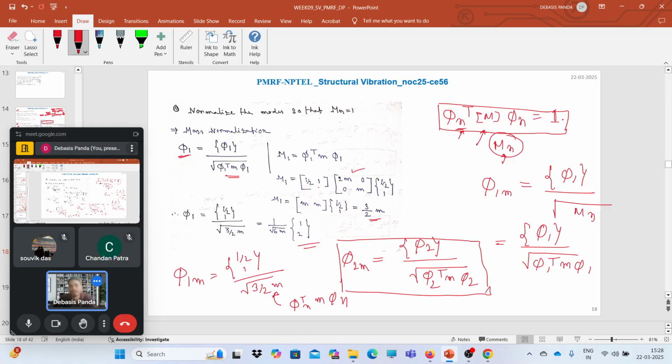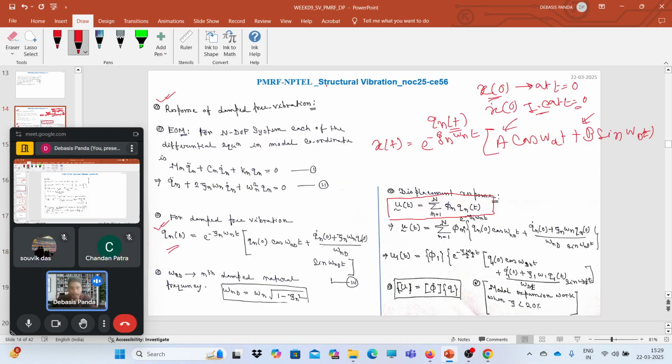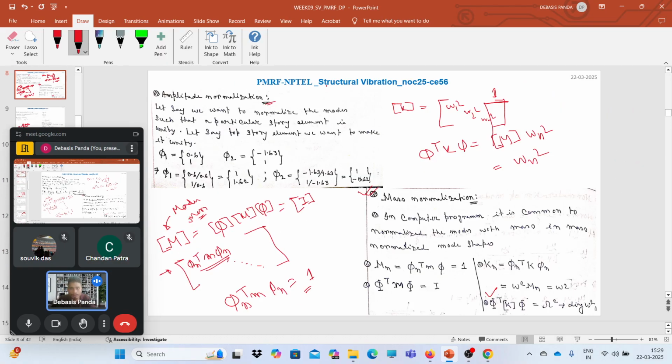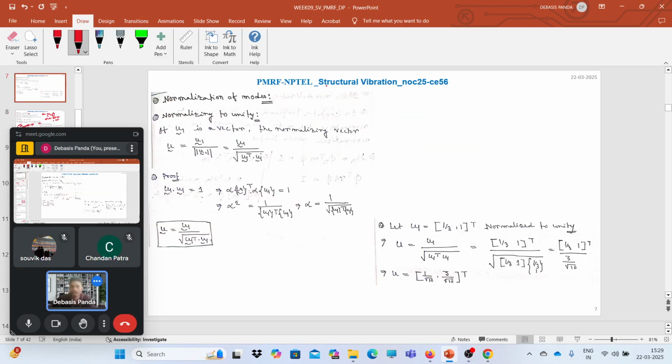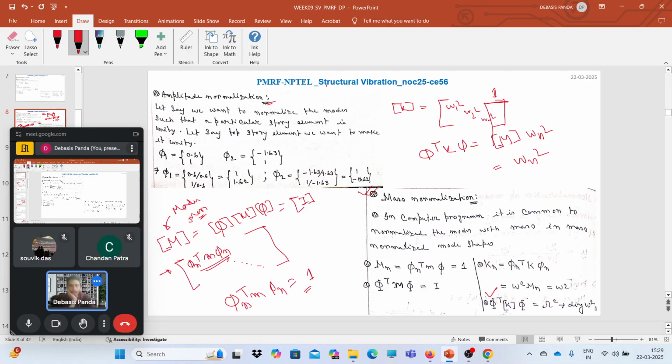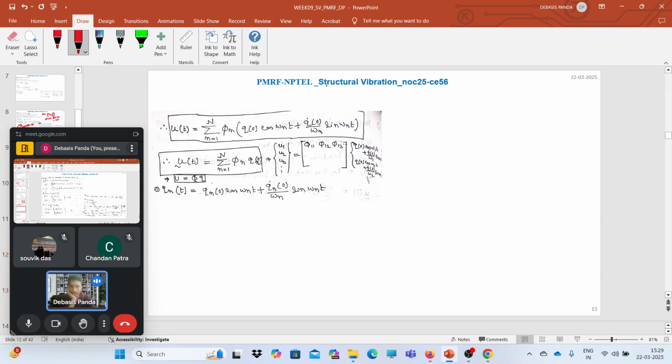Like with a vector, how do we normalize a vector? Say for example we have a vector u. I need to normalize it with respect to its length, or the magnitude of this vector. The normalized vector will be u divided by the Euclidean norm of u, and the Euclidean norm of u means the square root of that particular vector's inner product. We have already discussed these things and solved some examples also. By this way we can mass normalize the mode shapes also.